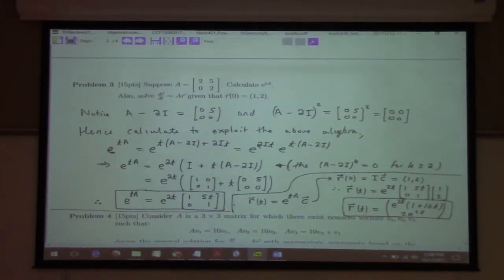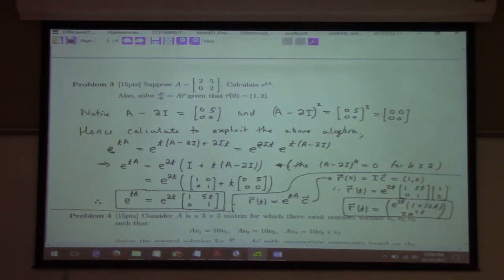Let's move on to something that a lot of people are much further from the truth on. Problem number 3, I asked you to calculate the matrix exponential. There are different ways you could do that. One way would be to find the general solution to the problem dr/dt equals A r, and then use the formula, which was that the matrix exponential is x inverse of 0 times x of t, or vice versa, something like that.